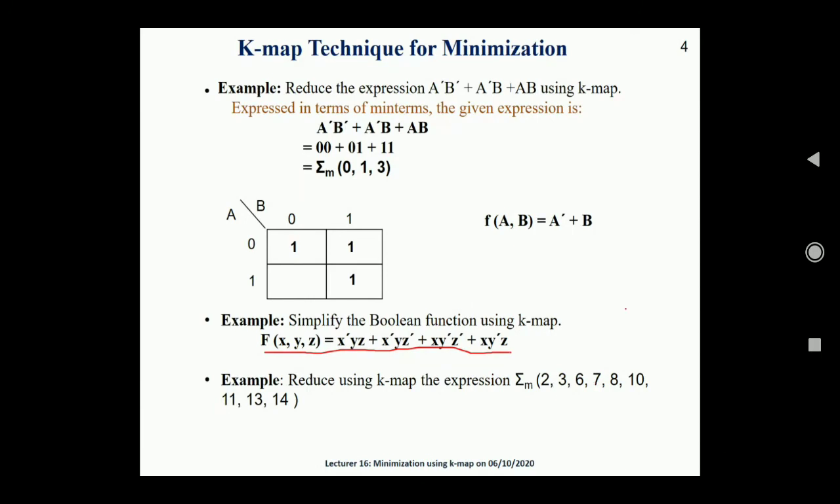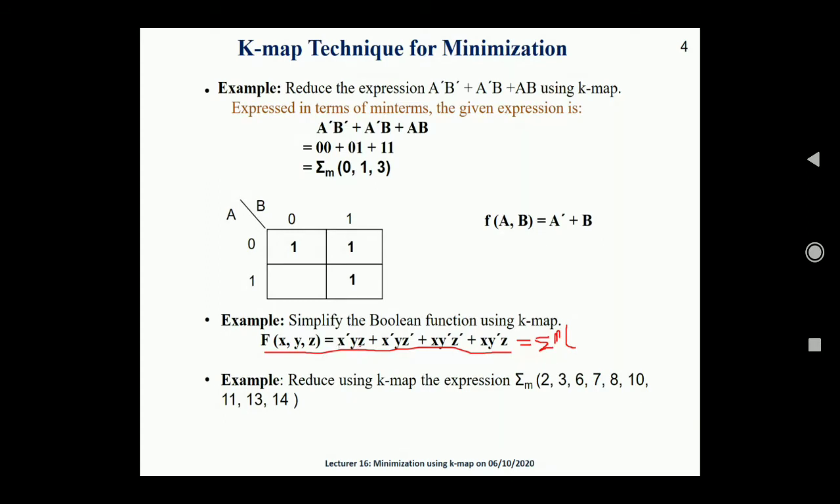Before constructing the K-map, can you extract the min terms from this particular expression? Because this is the sum of products form. So what are the min terms of this expression? Can you tell me?